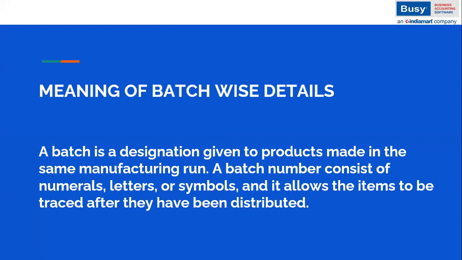Now, what do we mean by batch-wise detail? Basically, batch is a designation that we define in a product, which may consist of numerical, letter, or symbolic method also. It allows the item to be traced after that item gets distributed. Means we can trace the items through batch number or lot number. We can trace the stock movement of that particular item.